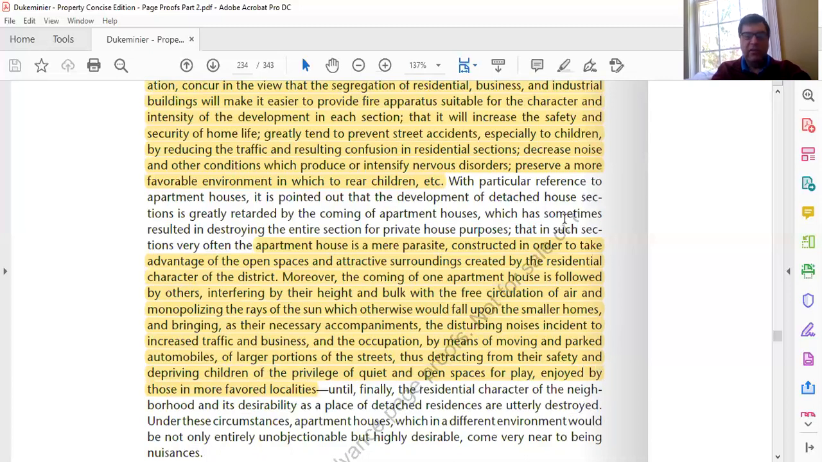So that is a good stopping point for our discussion of the constitutionality of zoning ordinances. And we will, in the next lecture, be talking about the process by which zoning ordinances are adopted and enforced.